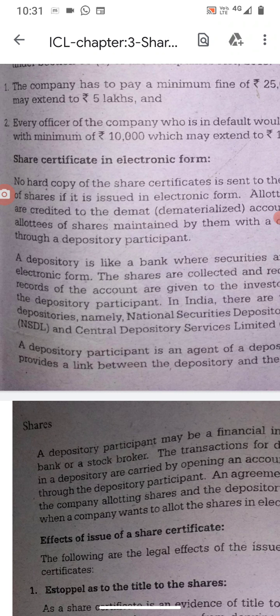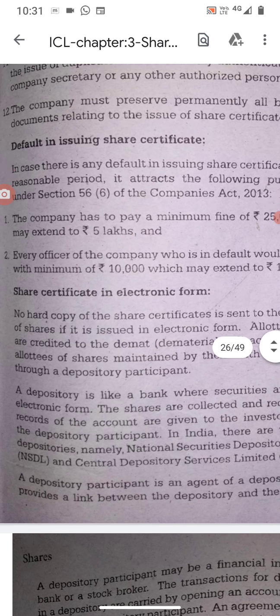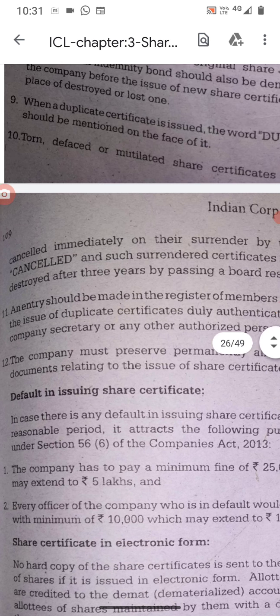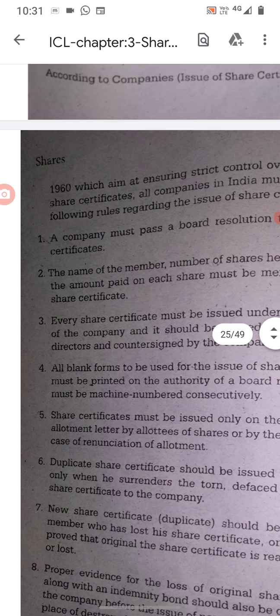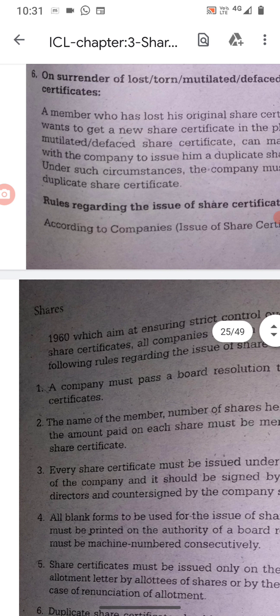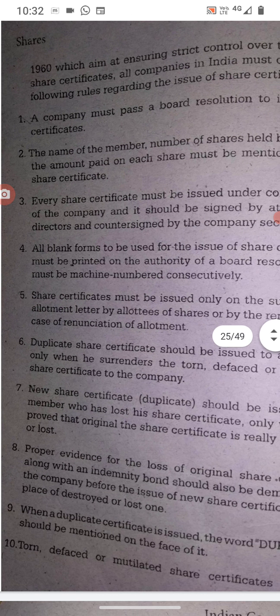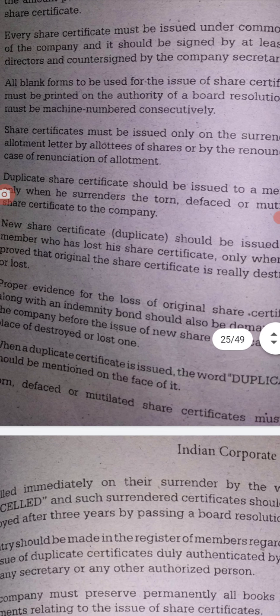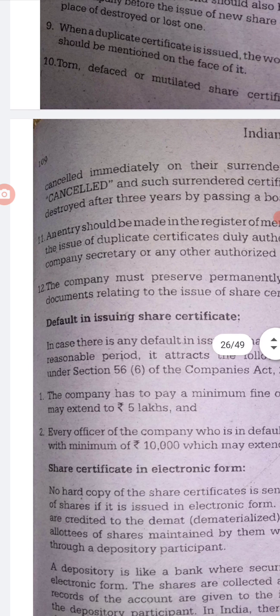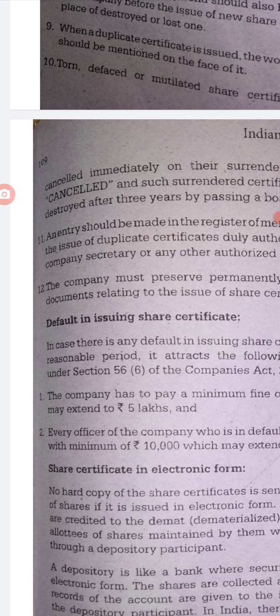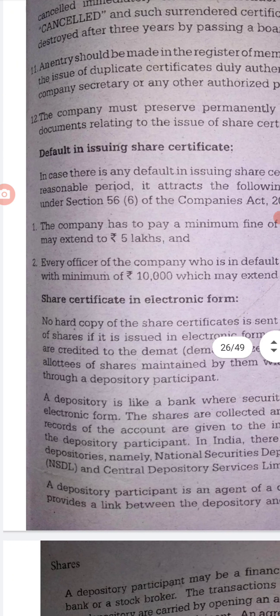Okay, so we have discussed share certificates on different parameters. We have understood all these concepts in the last class: share certificate, when shares are to be issued, and what are the things to be followed for issue of shares, etc. Now today we will understand share certificate in electronic form.